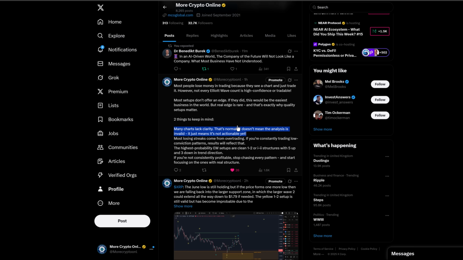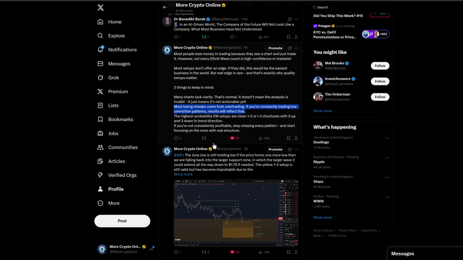I don't see any actionable setup really on the Bitcoin chart unless you want to trade a speculative count to the upside. Most losing streaks come from overtrading. Big mistake. If you're constantly trading low conviction patterns, results will reflect that. The biggest mistake people make is they assume every pattern is tradable. Nothing could be further from the truth. The highest probability Elliott Wave setups are clean 1-2, 1-2 structures with 5 up and 3 down in the trend direction. We don't have that at this point. So it's important to understand that as well.